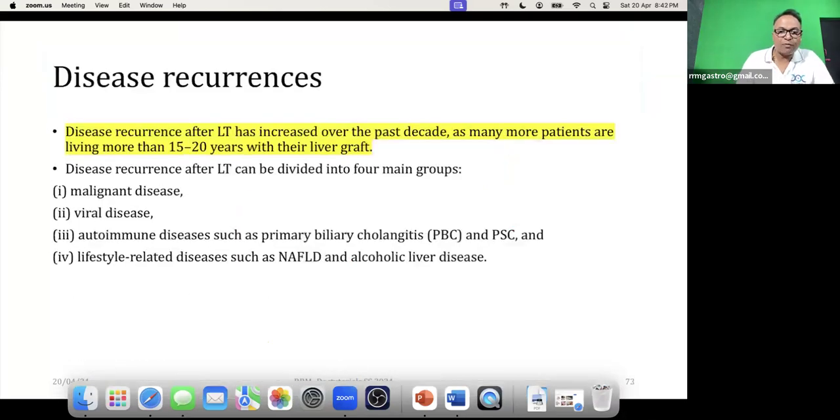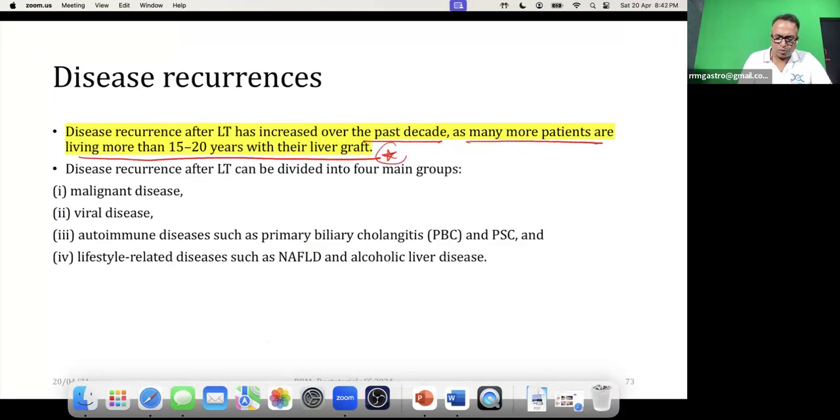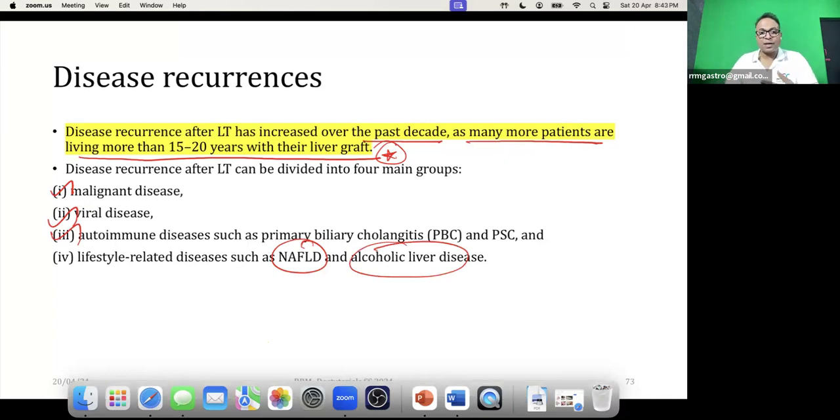So recurrence after liver transplant has increased over the past decade, as many more patients are living more than 20 years with their liver graft. So cancer recurrence and disease recurrence have been more common because liver transplant survival is more than 20 years. Which diseases get recurrence? Malignancy, virus, autoimmune disease, NASH, alcohol, all these are getting recurrence. The most important recurrence is malignancy.